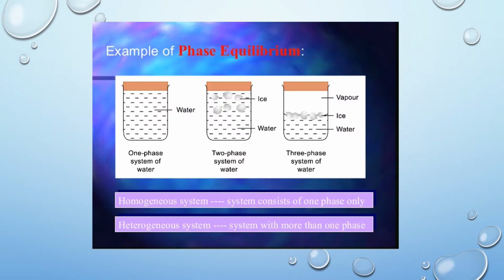First beaker contains only liquid water. Second beaker contains two phases, that is solid ice and liquid water. The third beaker contains solid ice, liquid water and gaseous water vapor.